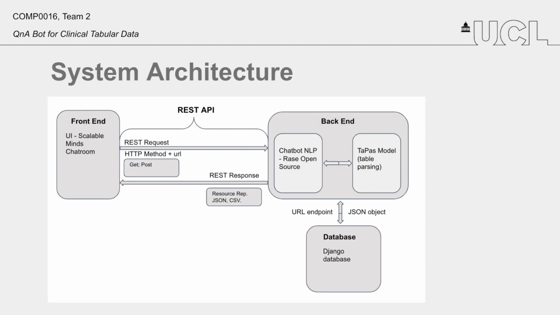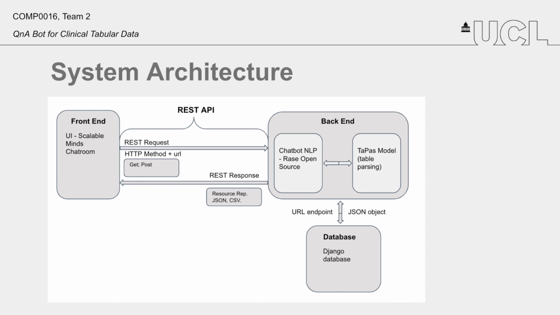As shown in our architecture diagram, the front end contains the chatbot user interface. A RESTful API acts as the bridge between the back end and the front end, sending REST requests and responses back and forth. User inputs are sent through POST requests so that the server reaches and returns its message response in the form of JSON. Our backend contains primarily the Tapas model.